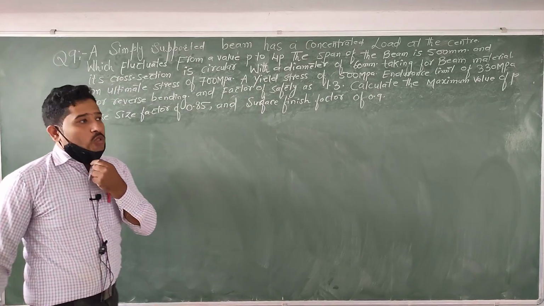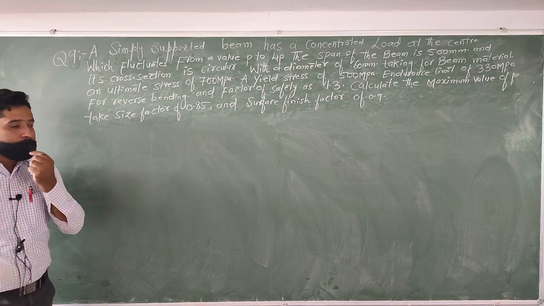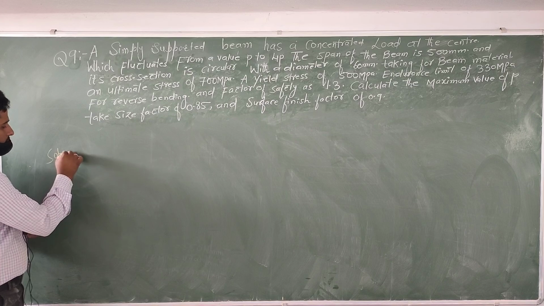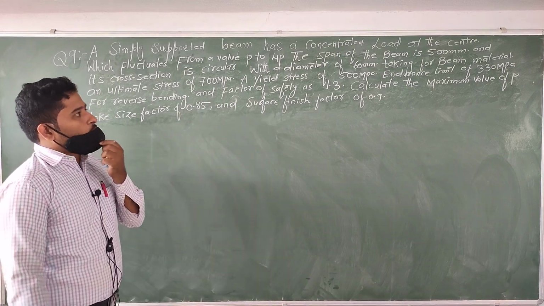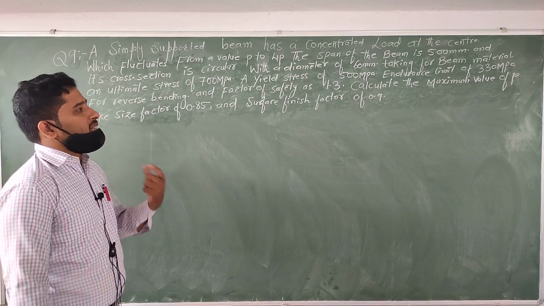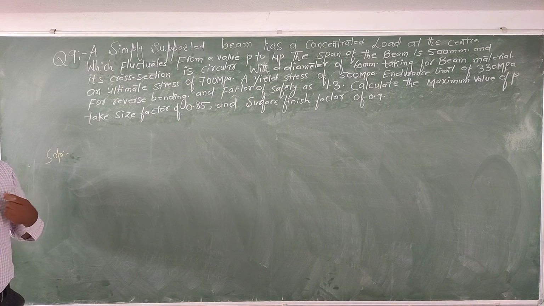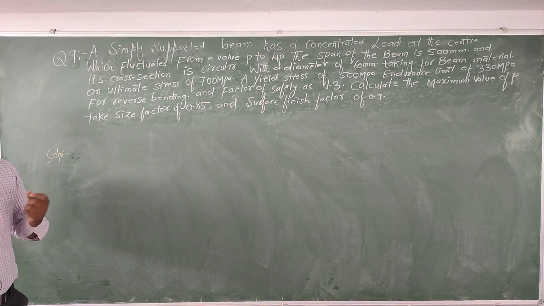My dear students, today we are going to learn the ninth problem on the simply supported beam. I will read the question. A simply supported beam has a concentrated load at the center which fluctuates from a value P to 4P. The span of the beam is 500 mm and its cross section is circular with a diameter of 60 mm.